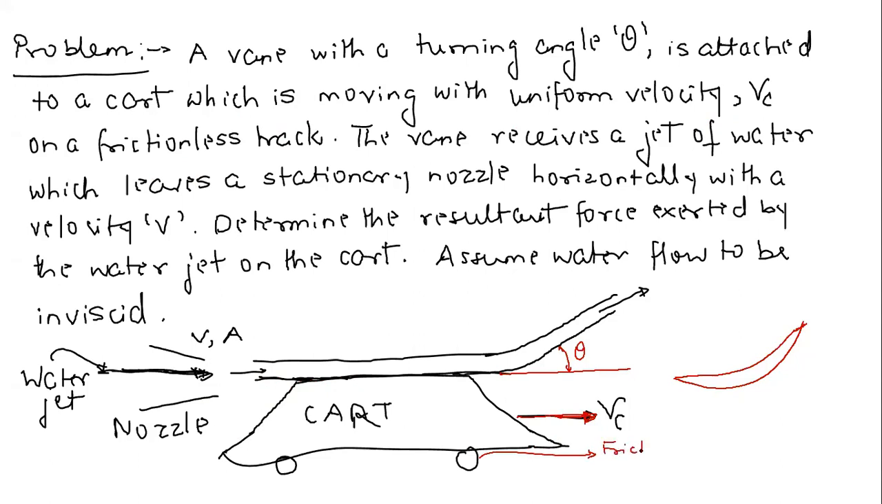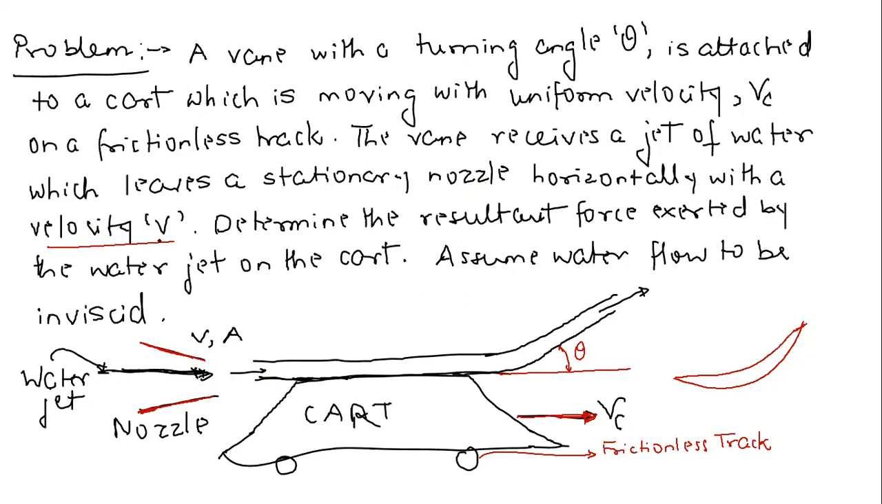So I will tell you why we have considered that it is moving on a frictionless track. Now, the vane receives a jet of water which leaves a stationary nozzle horizontally with a velocity v. So there is a nozzle basically, you see this. Now, a water jet is leaving through this nozzle and then passing through this vane. So at the time of leaving this nozzle, the water jet has a velocity v, very important.